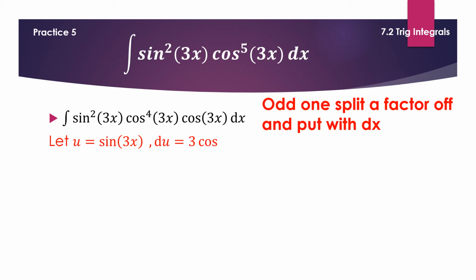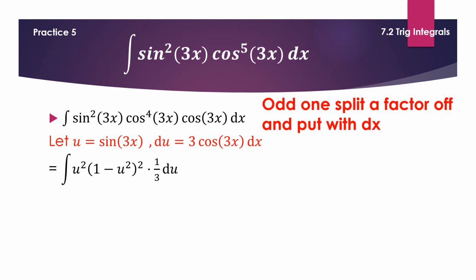Let u equal sine 3x, du equals 3 cosine 3x dx. Substitute sine 3x with u. We'll get integral u squared times 1 minus u squared, squared, times 1/3 du.